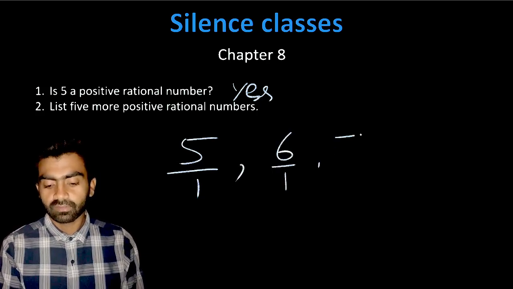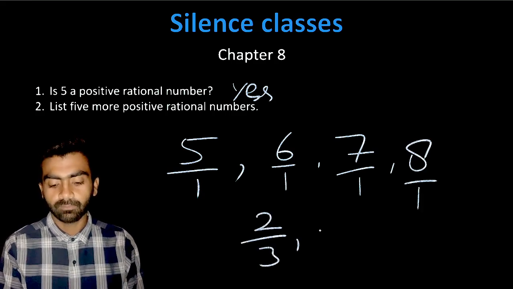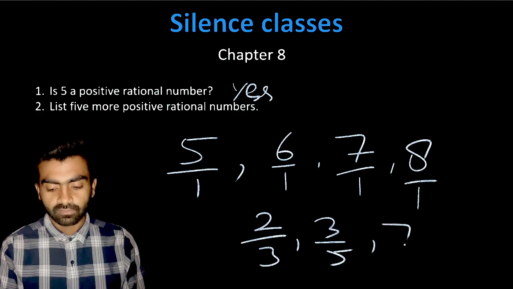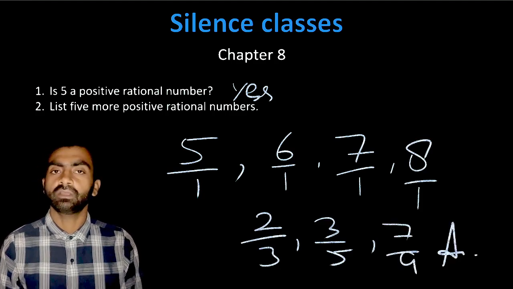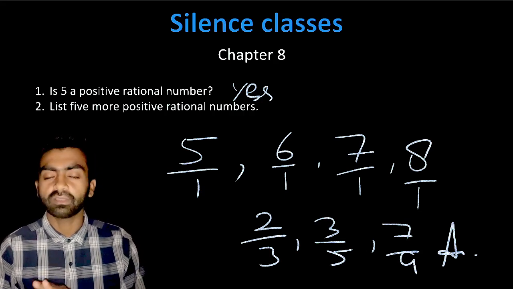6 upon 1, 7 upon 1, 8 upon 1, like this, or we can write 2 upon 3, 3 upon 5, 7 upon 9. All these are rational numbers. I hope you understood how we have done it. The questions are very easy.